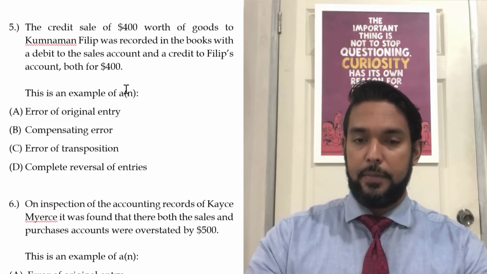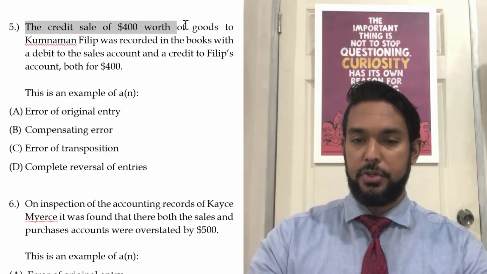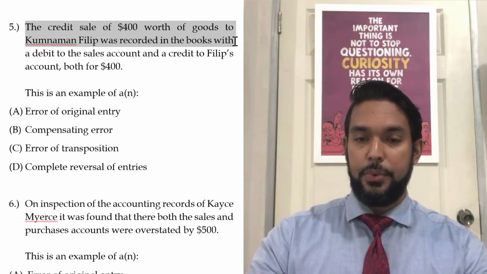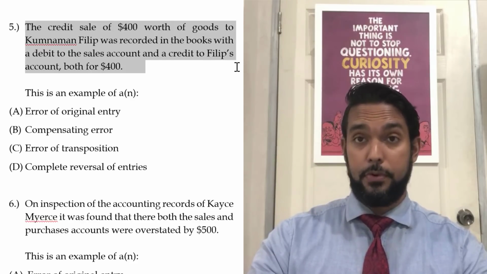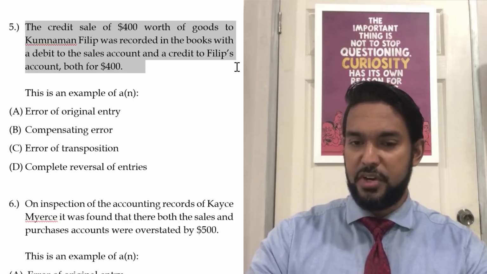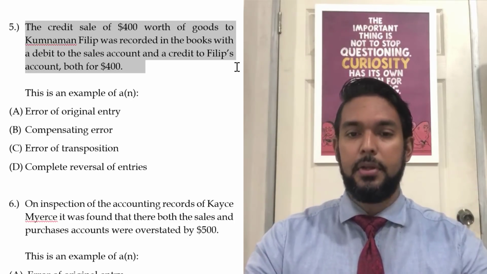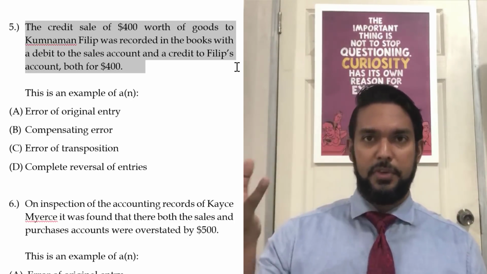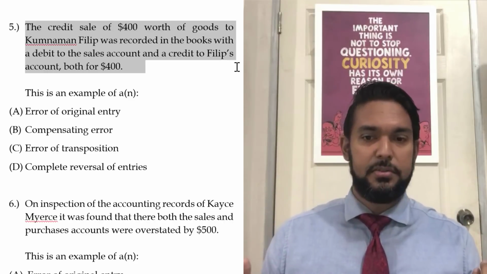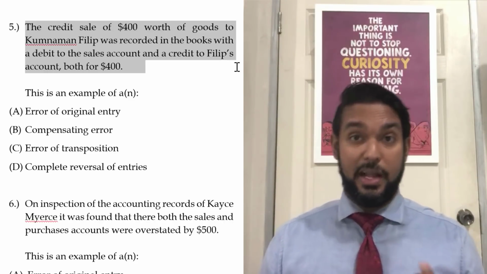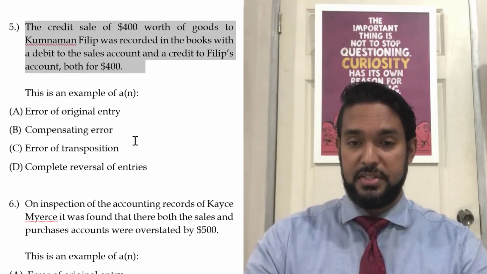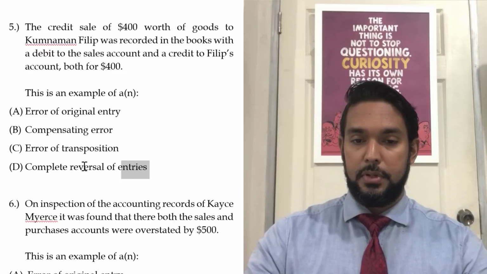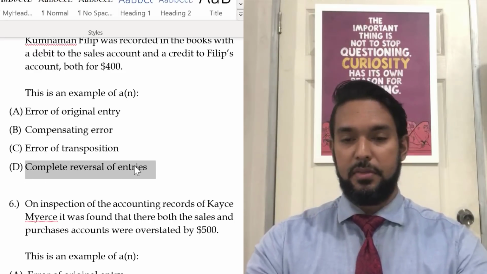All right. The credit sale of $400 worth of goods to Cameraman Philip was recorded in the books with a debit to sales and a credit to Philip's account, both for $400. So if you have a credit sale to Cameraman Philip, you're supposed to debit Philip and credit sales. But we debited sales and credited Philip. So we reversed the debits and credits. So this is an example of a complete reversal of entries.